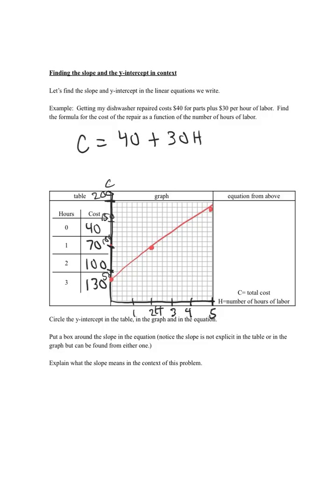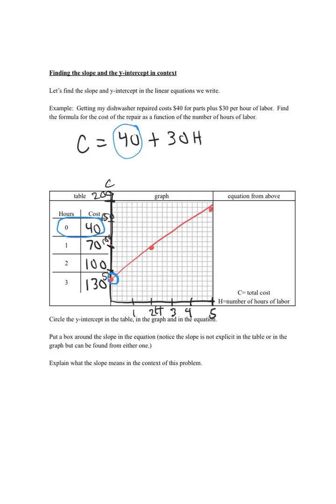All right. And then let's circle the y-intercept on the table. So remember, the y-intercept would be 0 something, so 0, 40. And if we do that on the graph, that would be that point. And actually in the equation, that would be right there, the 40. So it's 0, 40. The 40 shows up there.